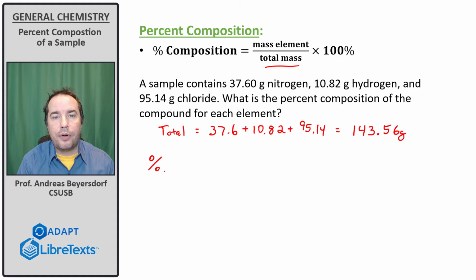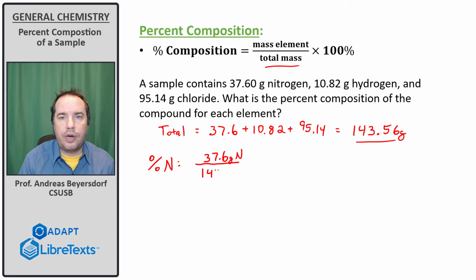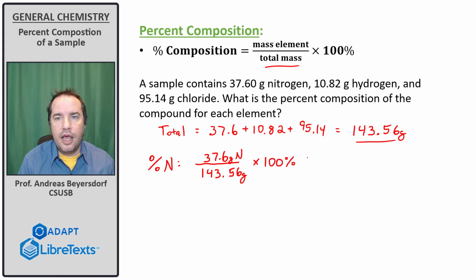So let's figure out percent nitrogen. So we take the amount of the nitrogen over this total, 143.56 grams. We multiply by 100%, and this gets us 26.19% nitrogen.